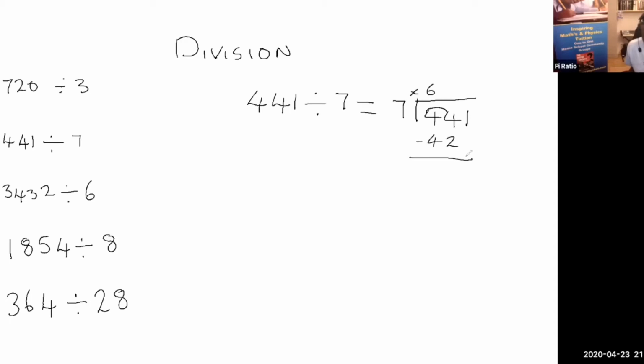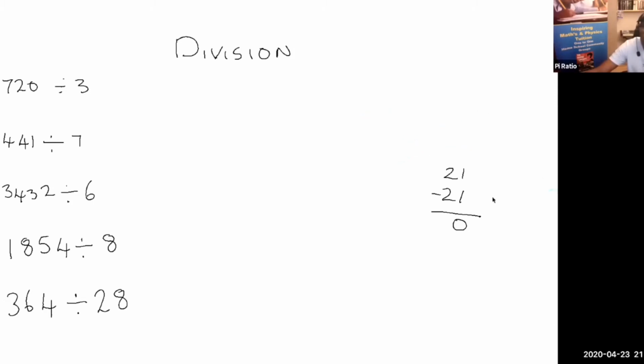Minus, leaves you with 2. You bring down the 1. 7 into 21 goes 3. 3 times 7 is 21. Minus, leaves you with 0, equals 63. So it's pretty straightforward. It's really important that you just follow the process. So I'm going to clear this one off the board, and we will do the next one.